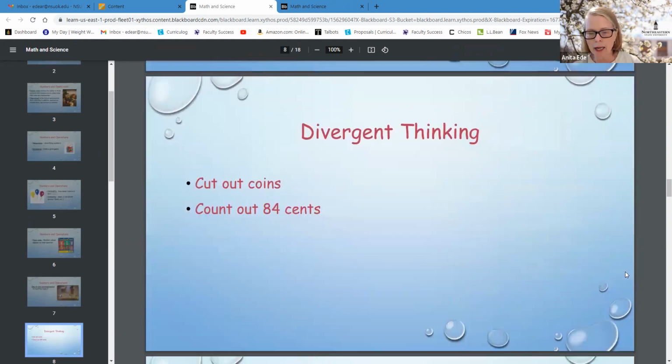One of the things that I really like to point out is that you've got to teach your children to be divergent thinkers. There's more than one way to do things. For instance, when I was teaching first grade, we would practice our divergent thinking skills when we were learning how to count coins. You're going to have coins all the way up to $1 in first grade.